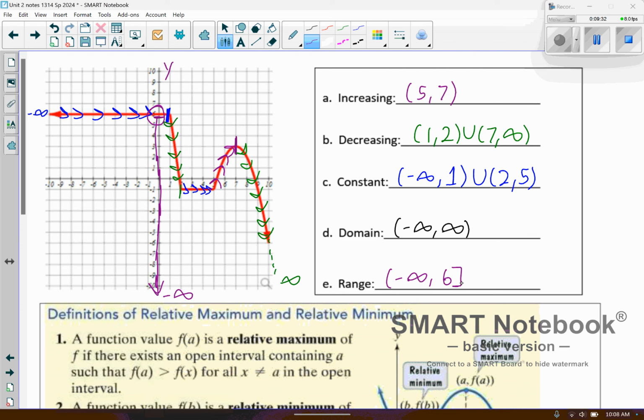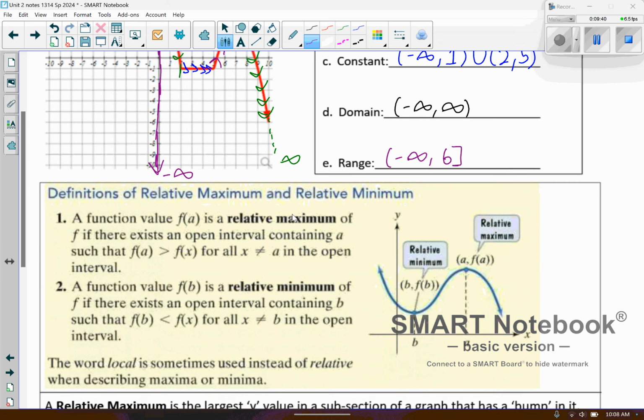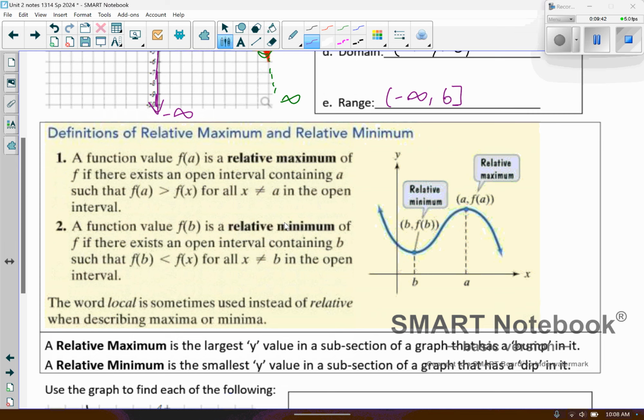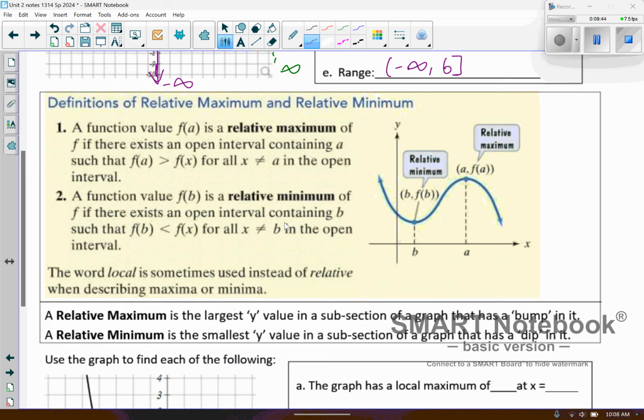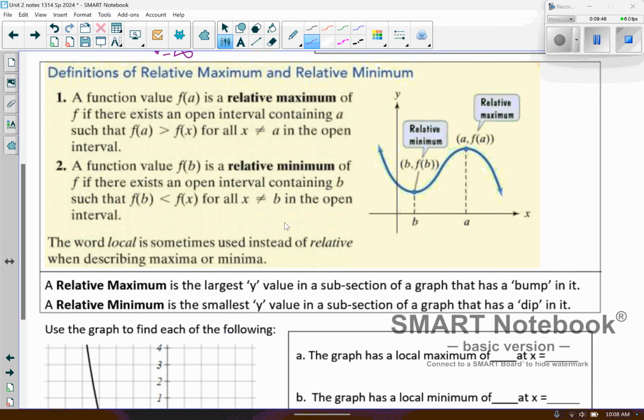All right, so that's increasing, decreasing, and constant, how you can describe a graph. The next part we're going to look at is relative maximums and minimums. Once again, you're going to see some of this formal definition that gets a little tedious, okay? So let's just talk about maximums and minimums to start with.